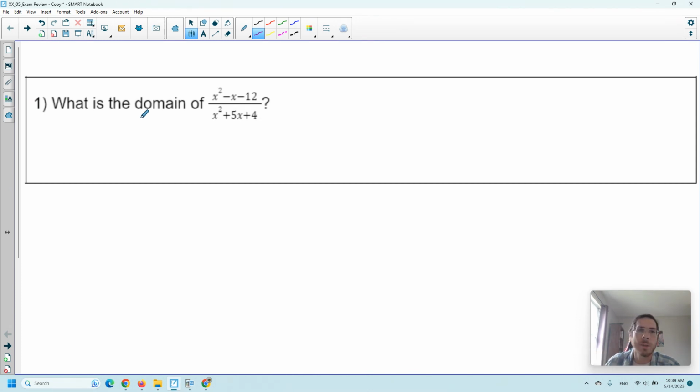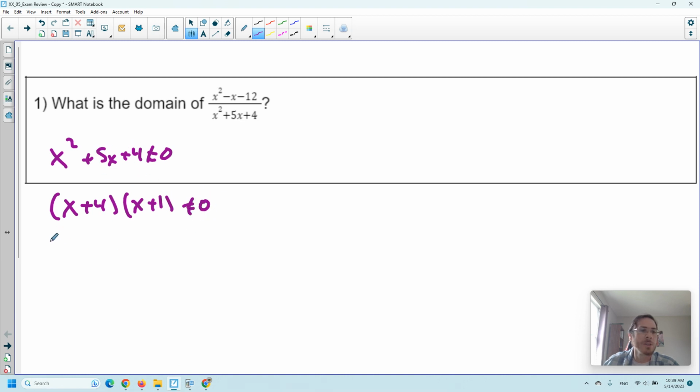There are no roots. We don't care about that one. Rule number two is we can't make the denominator 0. So we have to make sure that x squared plus 5x plus 4 is not equal to 0. So the nice thing we could do with this is factor it. X plus 4, x plus 1. 1 times 4 is 4. 1 plus 4 is 5.